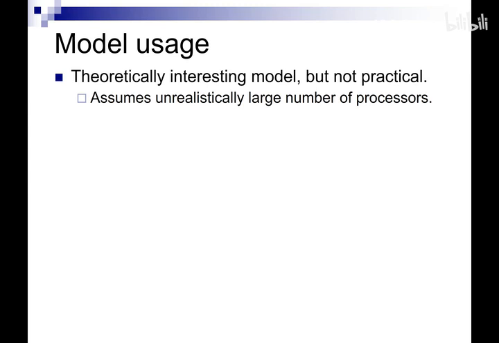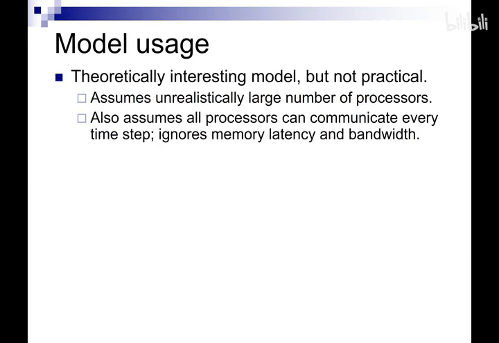You might use maybe 100 processors, or if you're sorting 1 million numbers, you would probably just use one processor. But the PRAM model allows you to use a lot of processors, which is not realistic. The other very unrealistic part about the PRAM model is that it allows all the processors to access memory in every time step. So there's basically no cost to accessing memory in the PRAM model.